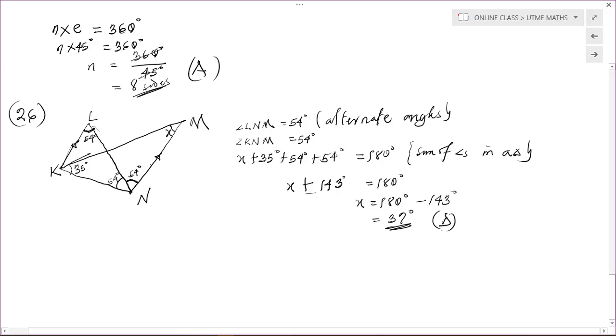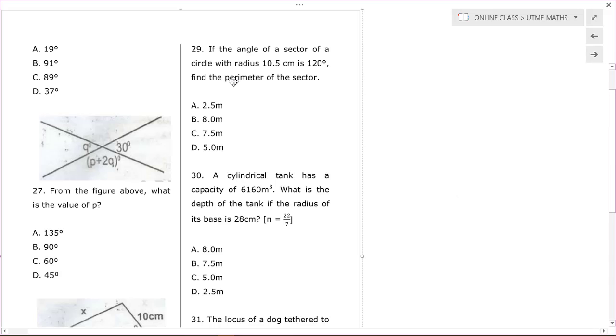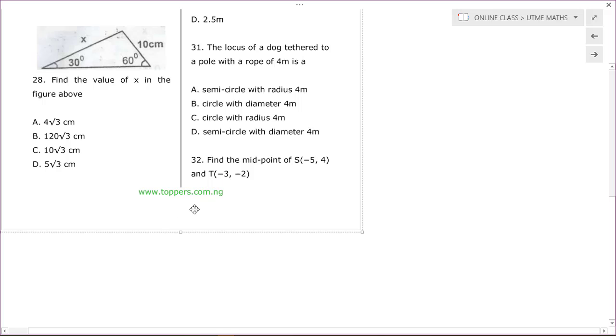D is the final answer. Now let's go to number 27. Number 27, we're given a diagram here. But from what they said, we should find only P. So let's see how it works.